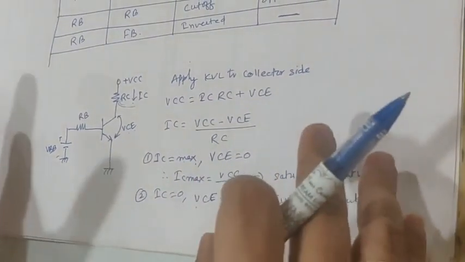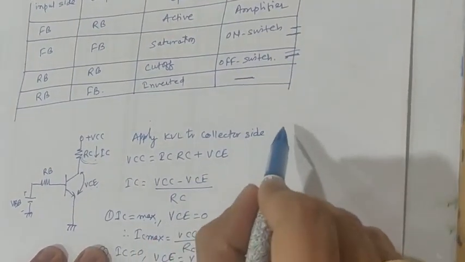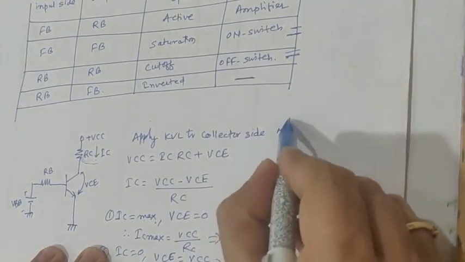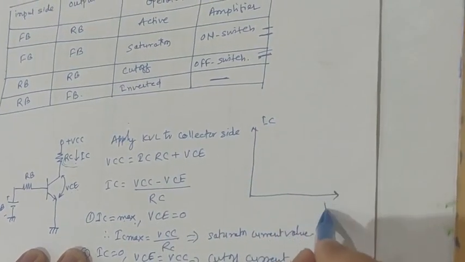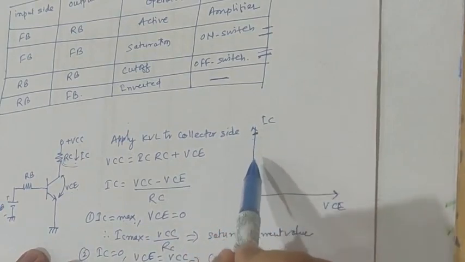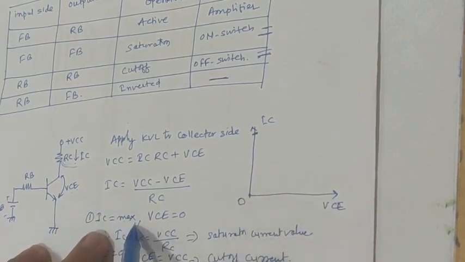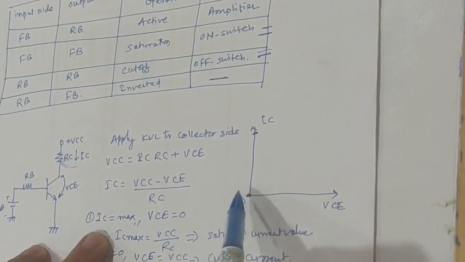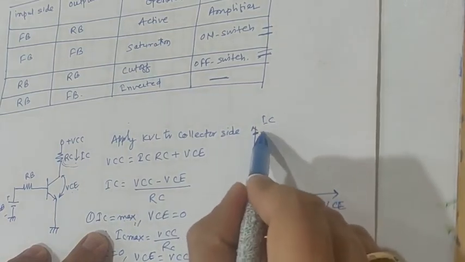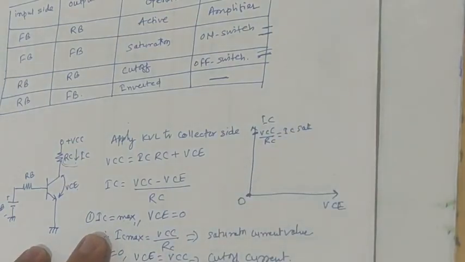Now let us draw a DC load line, which you must have studied in electronic devices and circuits. So let me draw the graph between the current IC and the voltage VCE. See here, IC max will be available at this point. Of course, you can see graphically also that the value of VCE at this point is 0. IC is maximum when VCE is 0. So at this point you will get the maximum value of IC, which is called IC max or IC saturation, and its value is VCC by RC, and I will write it as IC sat.